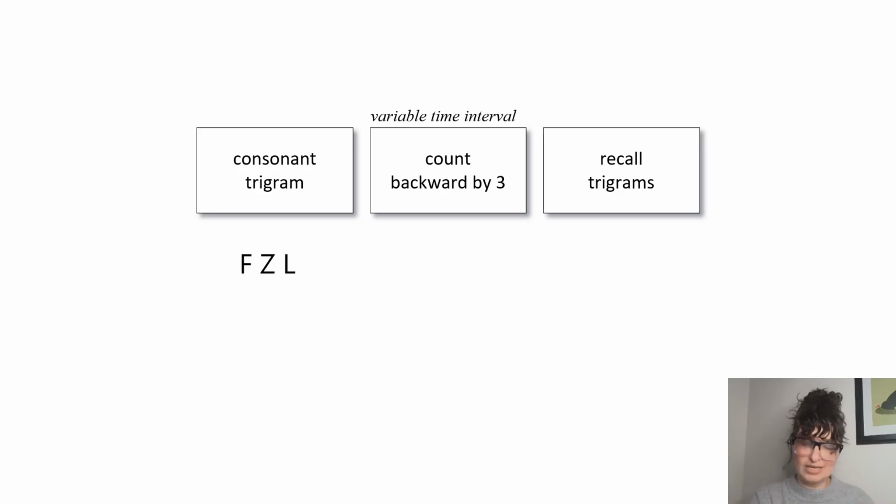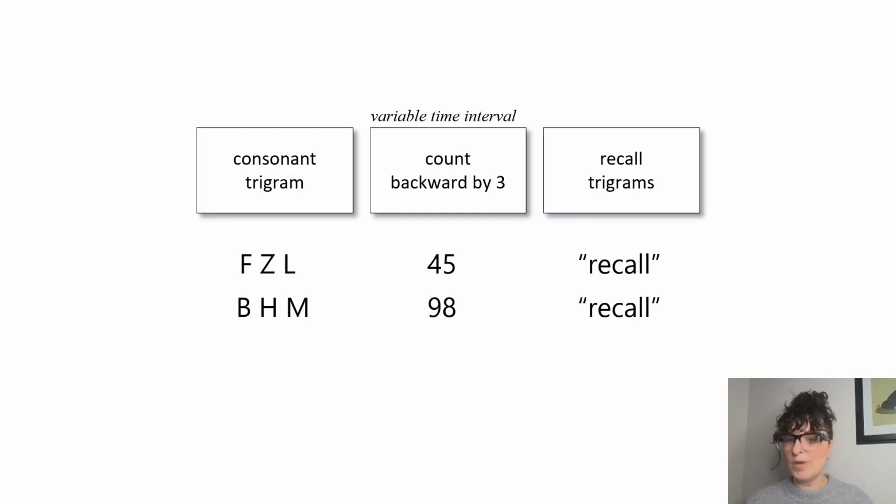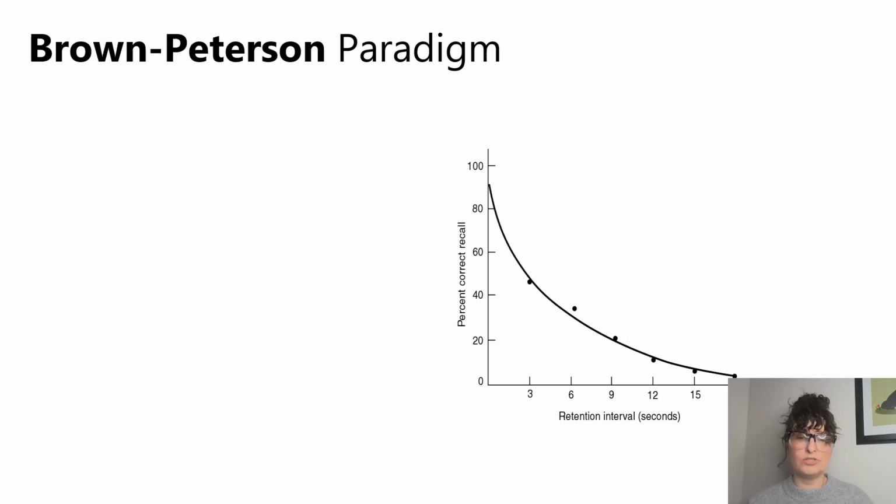So you get a consonant trigram, FZL, some number to count backwards by, and then after a few seconds, a recall. Consonant trigram, number, recall cue. Consonant trigram, number, recall cue. So using this method and over hundreds of trials, the researchers were able to trace out this memory curve.